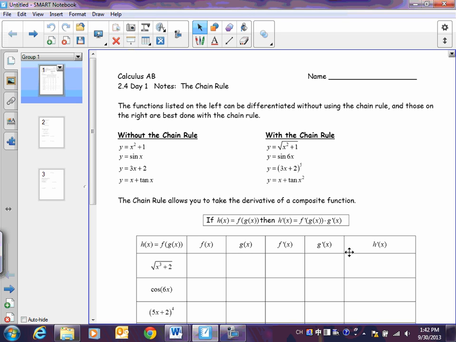Okay, so what we're going to do today is go over chain rule. Chain rule is just another rule like product rule, quotient rule, power rule that allows us to find the derivative.